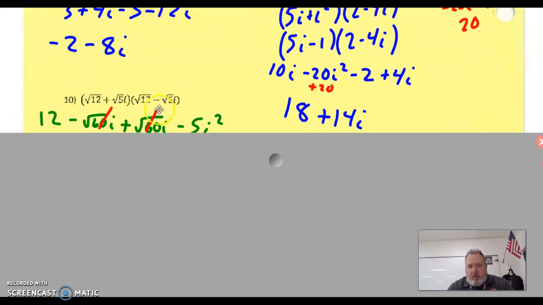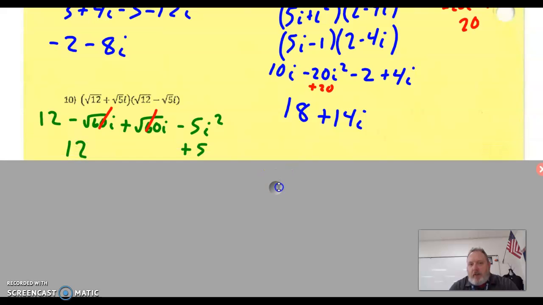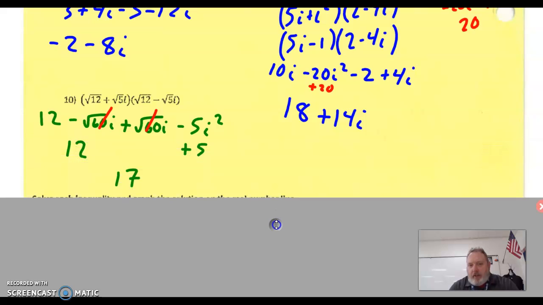All right, next one, a little goofy because of the double square roots. Square root of 12 times the square root of 12 is 12. These middle terms are going to cancel out whether you write them or not because they are conjugates or opposites. And right here, I'm going to end up with negative 5i squared. And that's because the square root of 5 times the negative square root of 5 is this, and i times i is i squared. Negative 5i squared really equals plus 5. So my answer is 17.